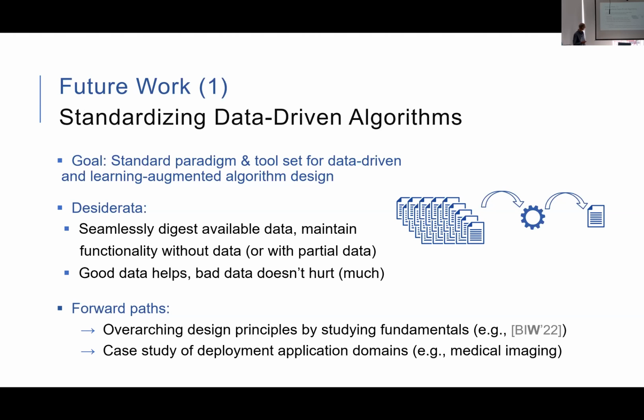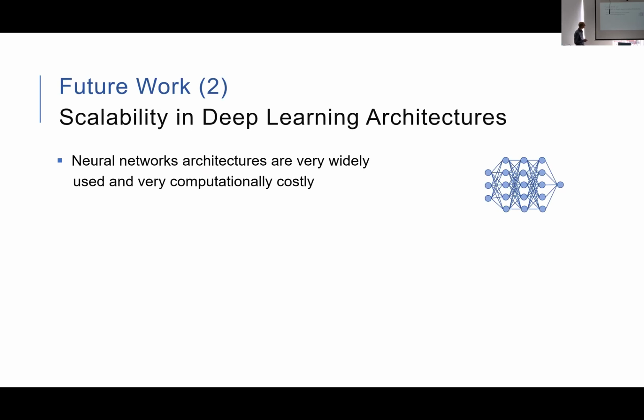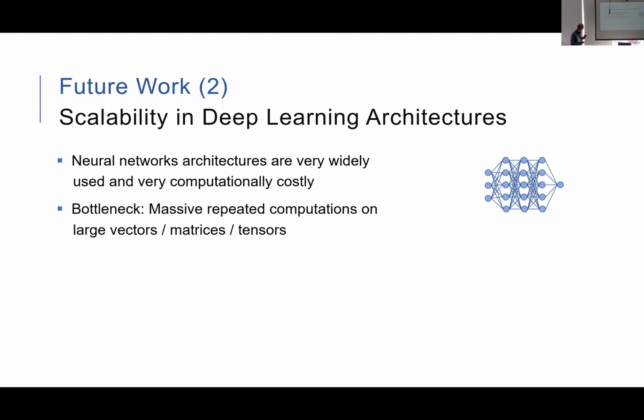Some forward paths here are to first study the principles of designing algorithms in this framework. We talked about it a bit, and also to look at case studies of deployment. Some fields, especially medical imaging, are a front runner. They already use this, and it's interesting to see the kind of challenges they run into. And the other one, which comes out a bit more indirectly from what I said, is scalability in neural network architectures of the algorithmic components of the network.